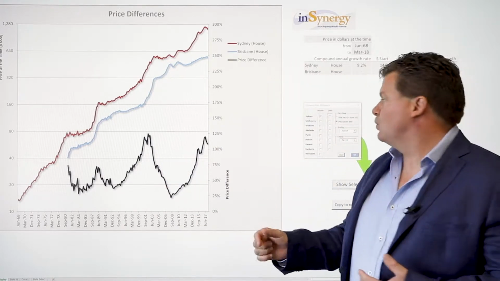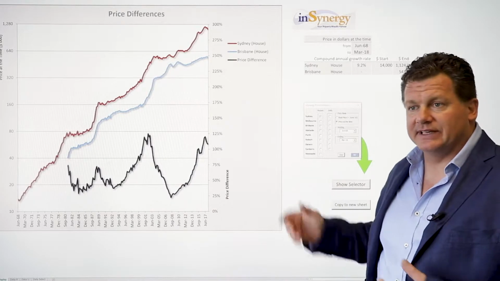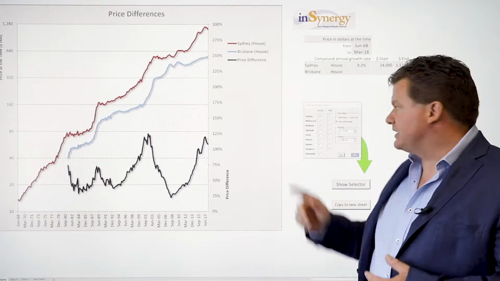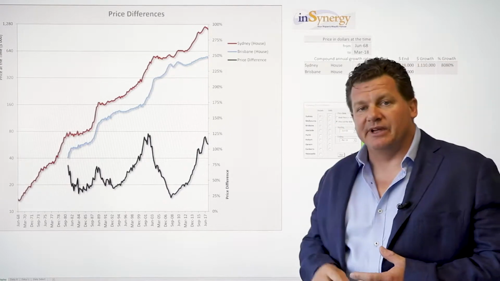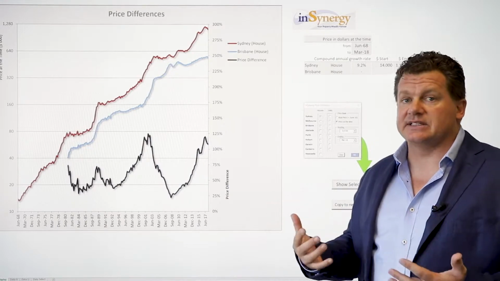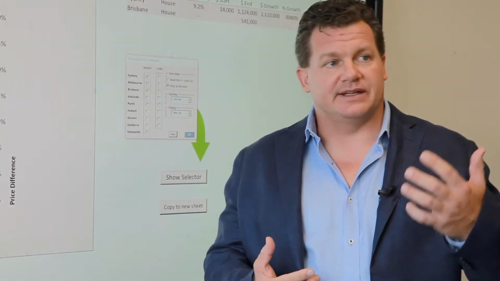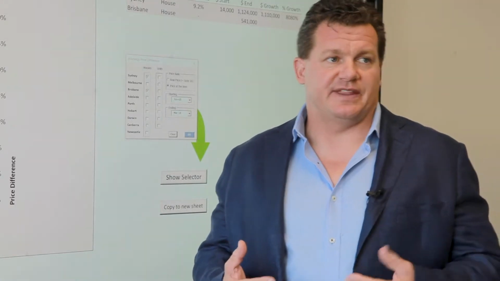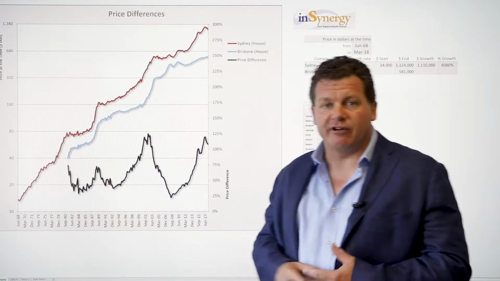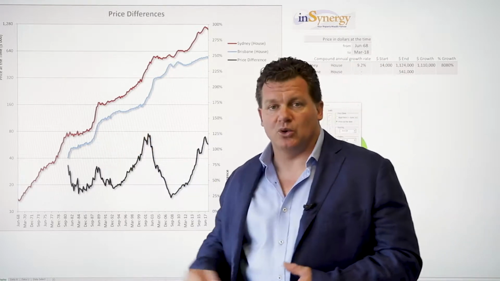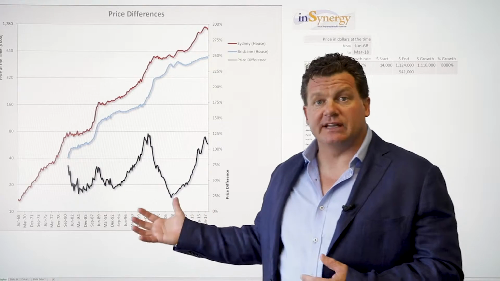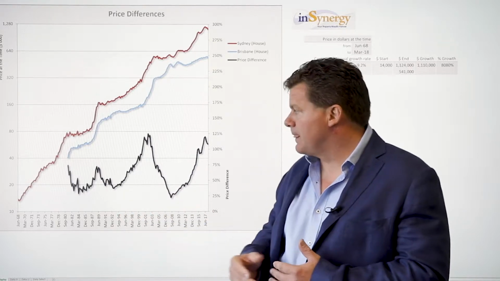With this graphing tool, we can choose any property market in Australia, either houses or units, and a date range. And we compare two markets on the one graph so we can get a clearer understanding of how those two markets behave compared to each other. So at the moment we've got Sydney modelled in red and Brisbane modelled in blue. And then the black line below is the relative price difference.